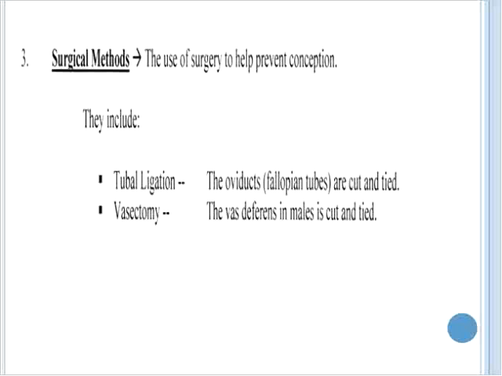And there are also surgical methods. These use surgery to help prevent conception. They include tubal ligation, where the open ducts, fallopian tubes, are cut and tied, and the vasectomy. The vasectomy involves the cutting of the vas deferens in the male. These are cut and tied as well.